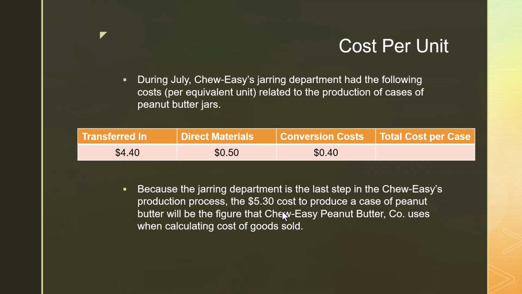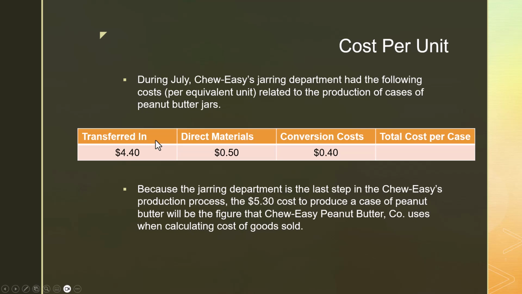So you can figure out what your cost basis is per unit by looking at the PCR for the last department in your production line. In our case, that was the jarring department. And in the jarring department, you would go to the area for units that were completed and transferred out, and it would tell you how much of each cost component went into those jars that were completed and transferred off to finished goods to be sold.